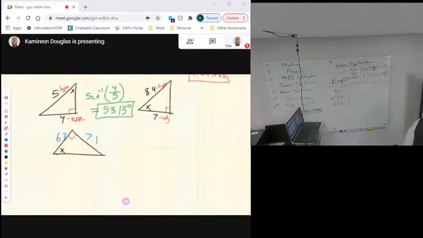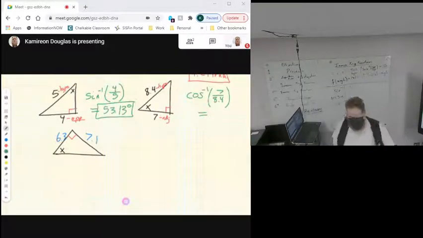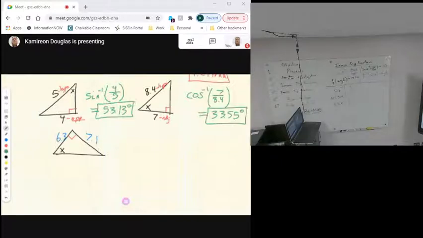We're going to use cosine, but we're specifically going to use cosine inverse. Let's set it up. To use the inverse, I want to plug in the ratio 7 over 8.4, and this should output the angle itself. When I plug it in, what do we get? 33.55. Degrees. Don't forget the degree symbol.